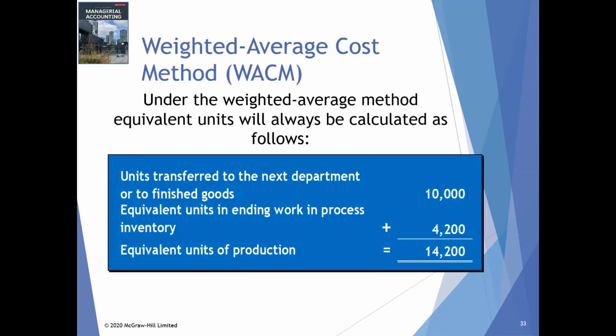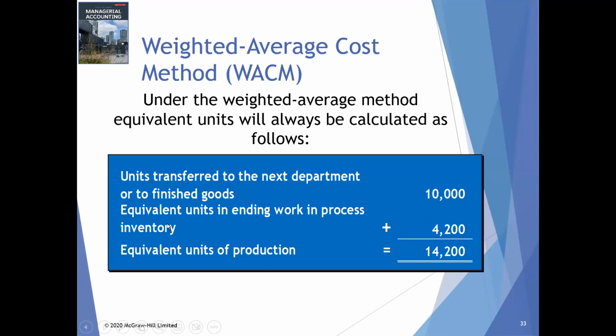Now take an example for the weighted average method. Under the weighted average method, equivalent units will always be calculated as follows. The first one: units transferred to the next department, maybe from department A to department B, or from the work in progress department to the finished goods department. For example, 10,000 here. These are the 10,000 units.